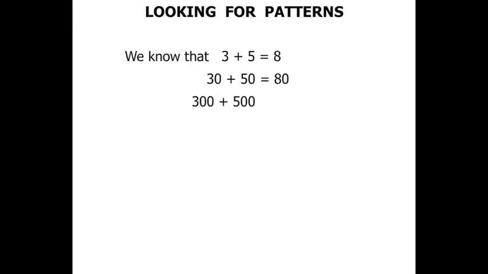300 plus 500. Well, that equals 800. Again, there's a pattern. We're dealing with hundreds. We got 3, and we've added the 5. We got 8. And then we put the 2 zeros on the end to make it 800.